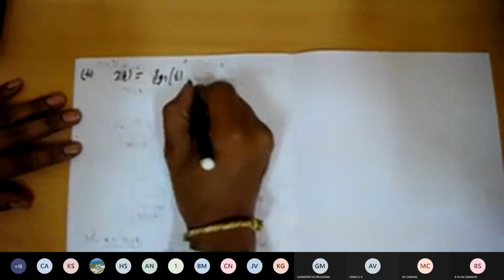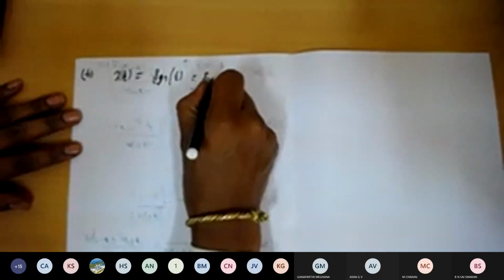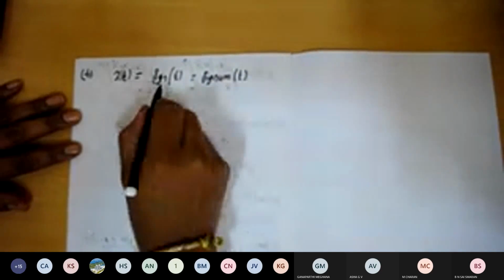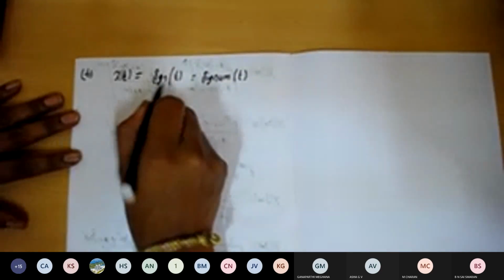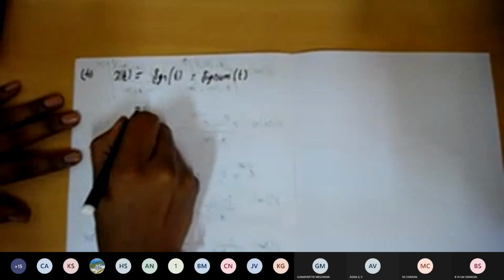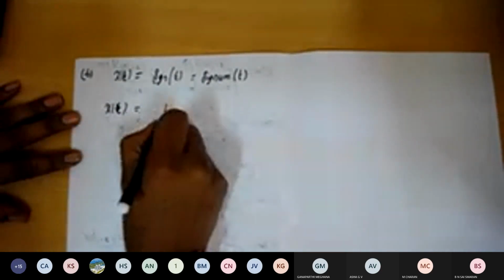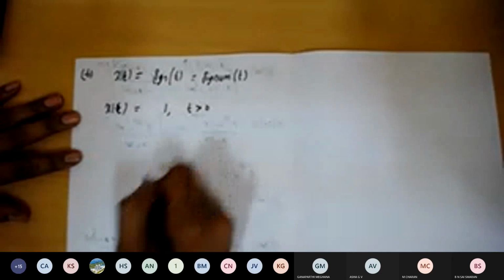SGN stands for signum. It is signum of t. In short, we use SGN of t. This will be defined like this. So x of t will be defined like this: it has the value 1 for t greater than 0.